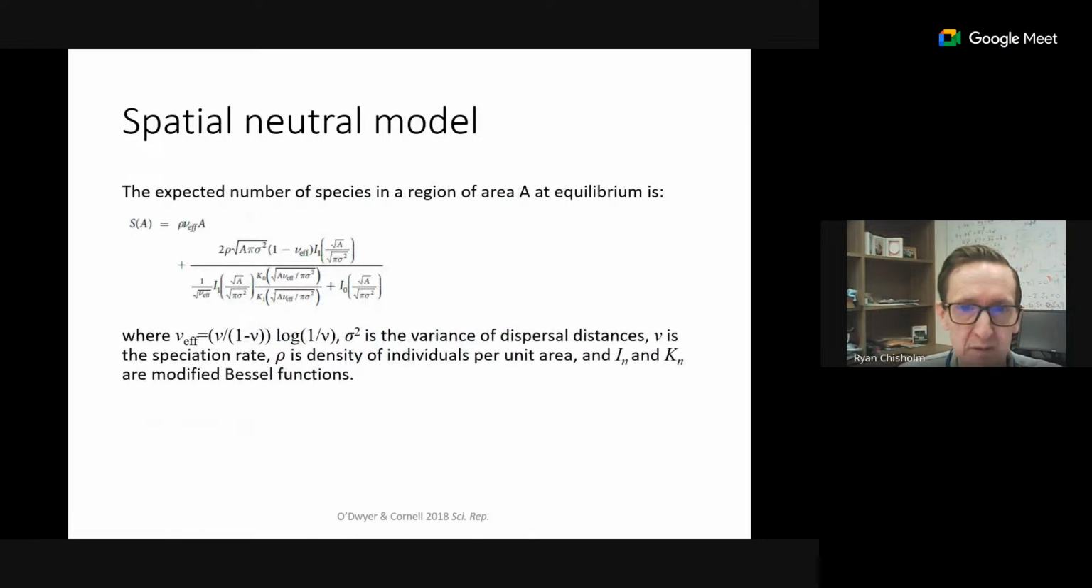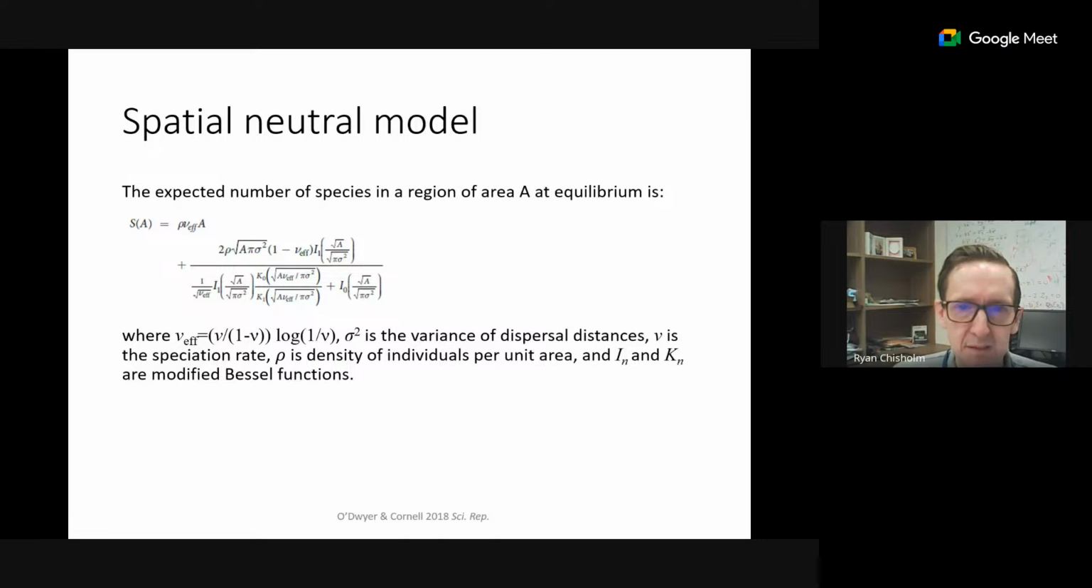He actually solved this for the species area curve, so the number of species expected at the dynamic equilibrium in an area A. It looks complicated, but it just involves these same parameters again, along with rho, which is the density of individuals per unit area, and I and K, which are modified Bessel functions.